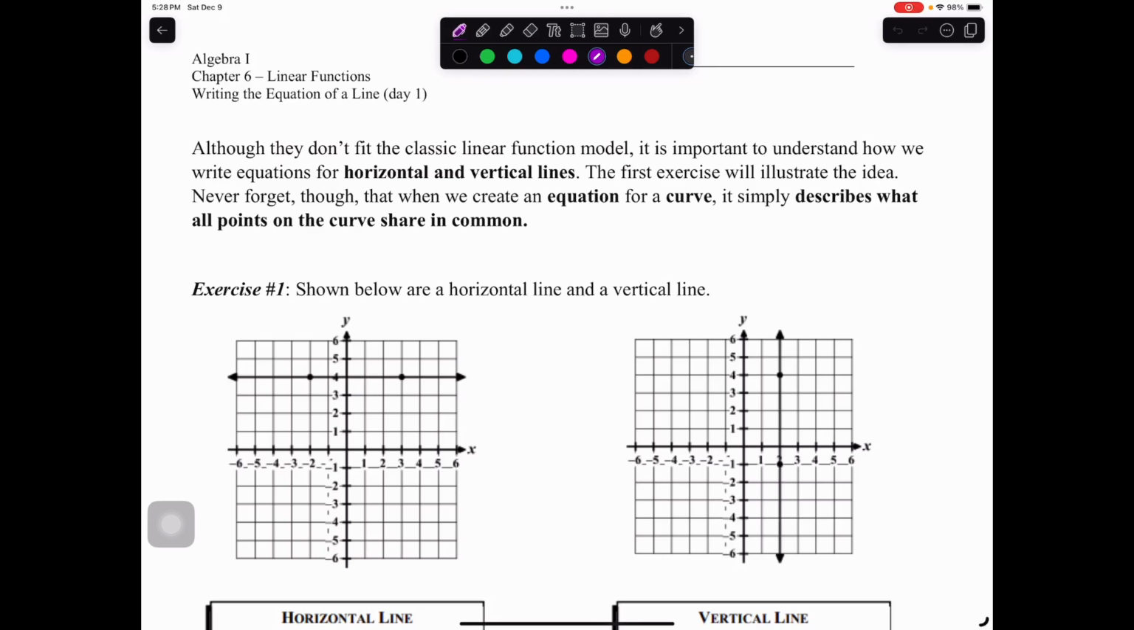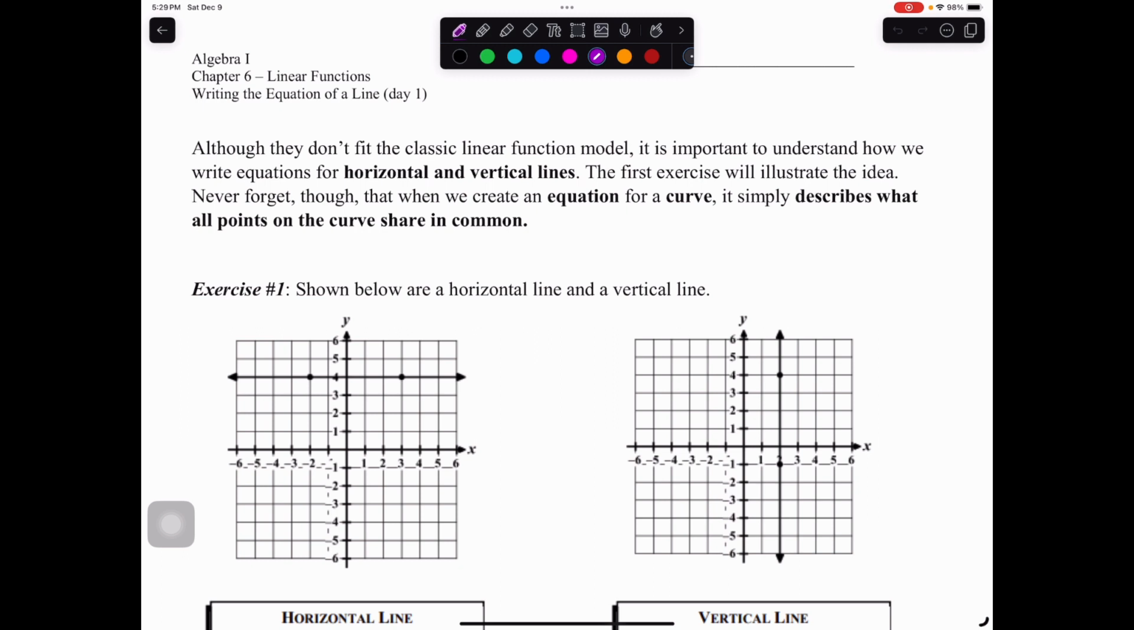Our next lesson is called Writing the Equation of a Line, Day 1. So we'll start with a couple special cases. It says, although they don't fit the classic linear function model, it is important to understand how we write equations for horizontal and vertical lines. The first exercise will illustrate the idea.